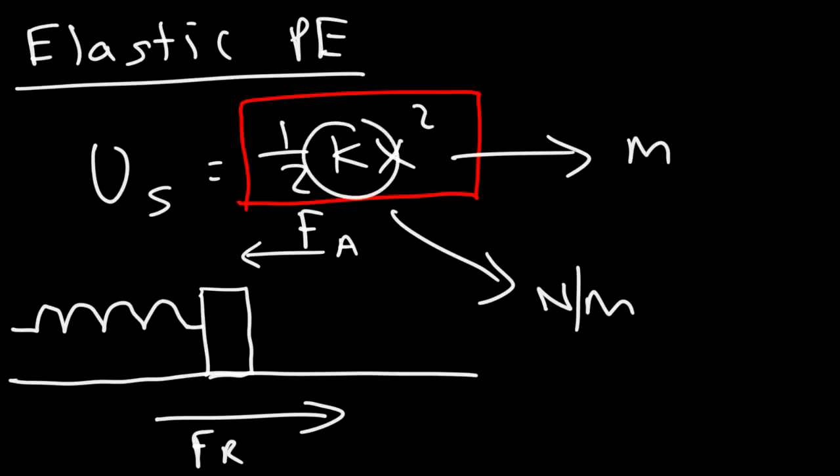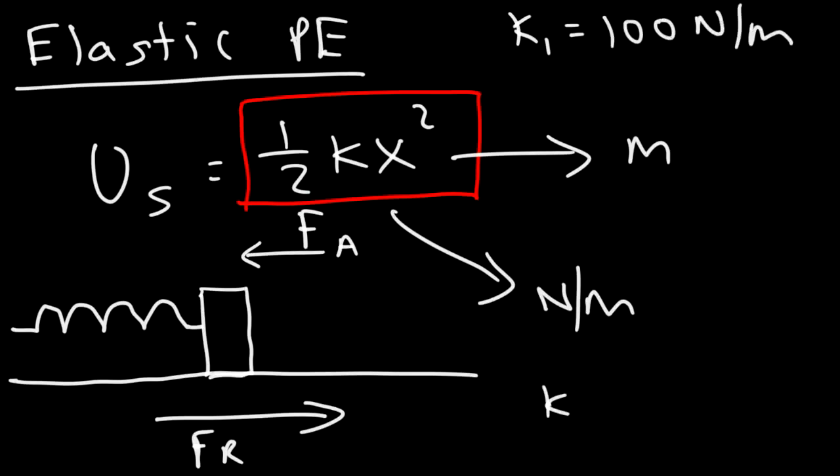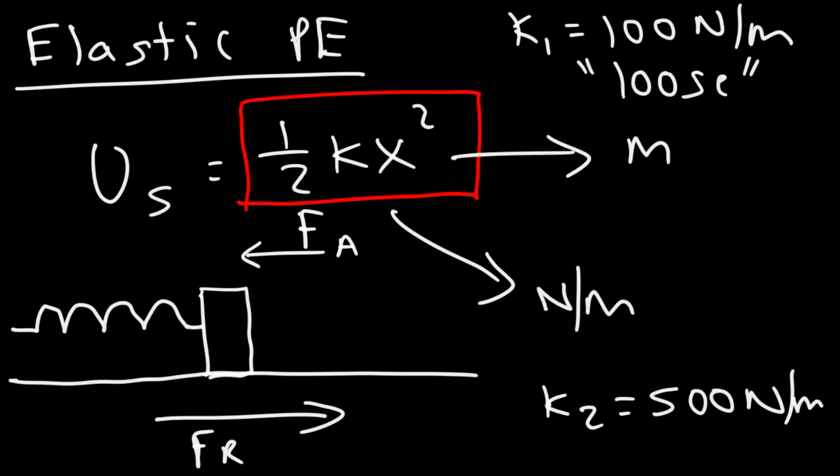Now to understand, the spring constant tells you how stiff or how loose the spring is. So for example, let's say we have spring 1 with a spring constant of 100 newtons per meter versus spring 2, which has a spring constant of 500 newtons per meter. Which one is loose and which one is more stiff? This spring is going to be more loose because it's very easy to stretch or compress it. This one is going to be more stiff because it's harder to stretch or compress it.